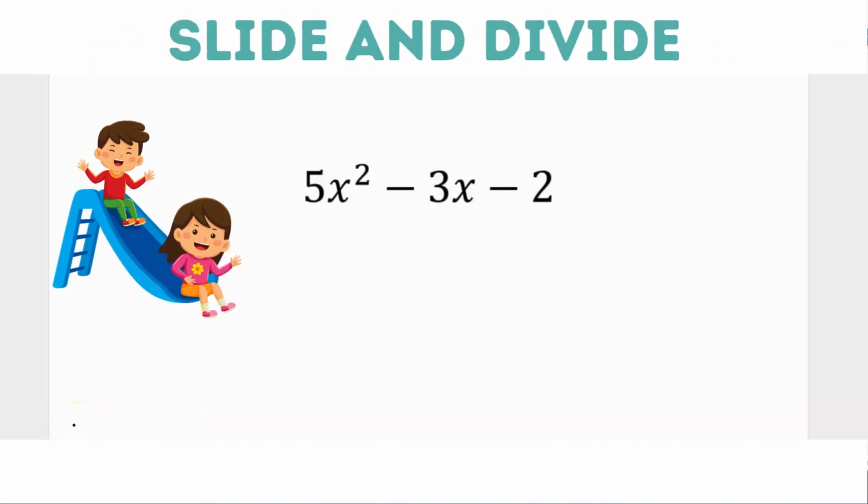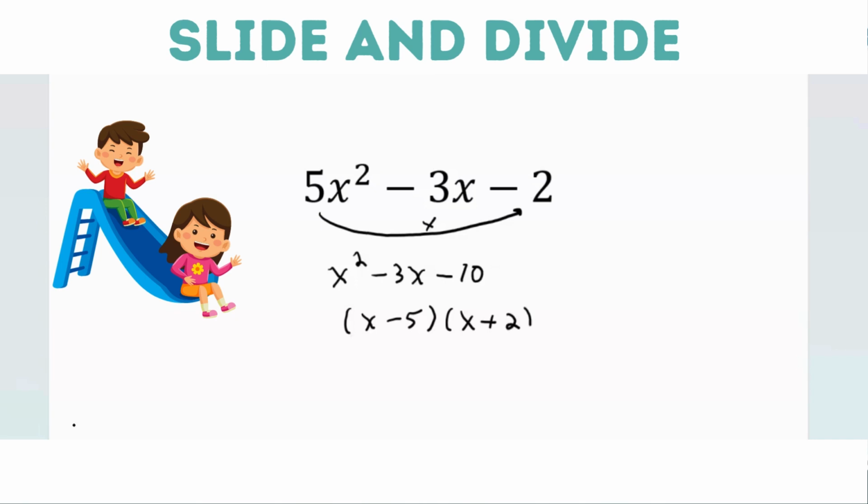Okay, on this one, let's try the slide and divide method. So with the slide and divide method, I'm going to slide the 5 over, and I'm going to multiply it by the negative 2. So I'm going to rewrite this as x squared minus 3x, and 5 times negative 2 is negative 10. So now this becomes something that's much easier to factor because we have a 1x squared. So this would factor to x minus 5 times x plus 2.